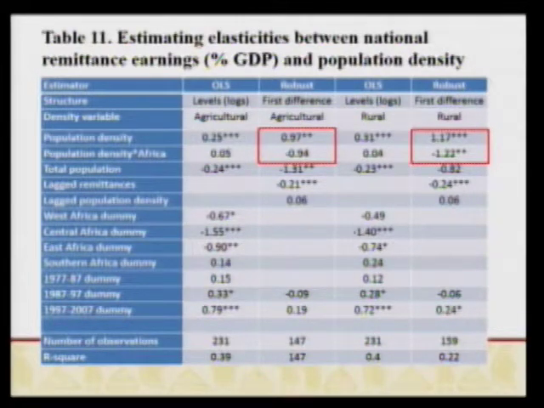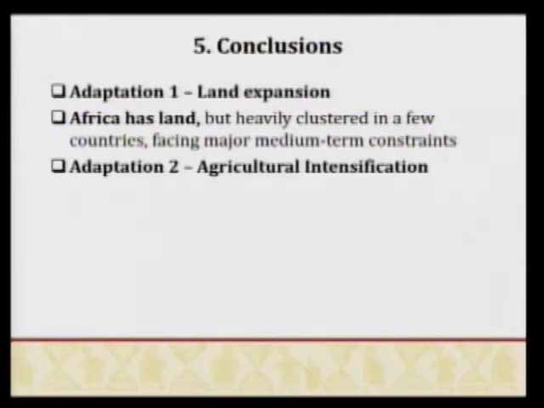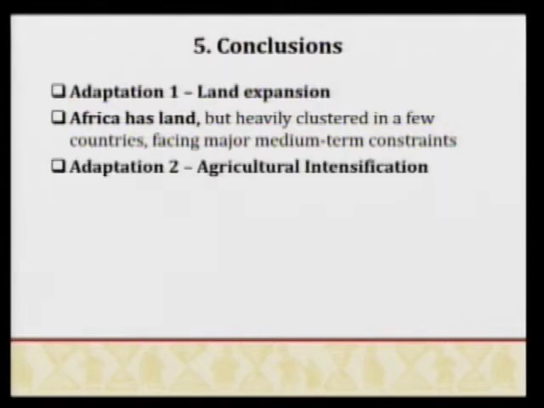This is macro data, yeah. The caveats are all listed in the text, not here. So conclusions. Adaptation 1, land expansion. Africa has land, but it's heavily clustered in a few countries, and there are many constraints in the medium term. We think this is actually a really hot topic for future research and also policy endeavors too, how to more successfully and more sustainably expand land in Africa.